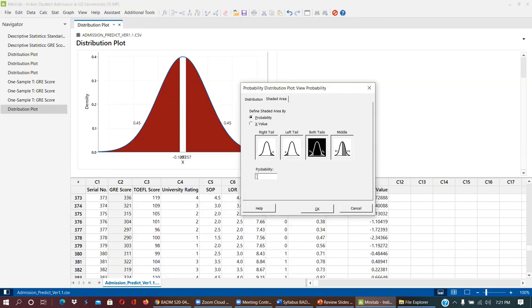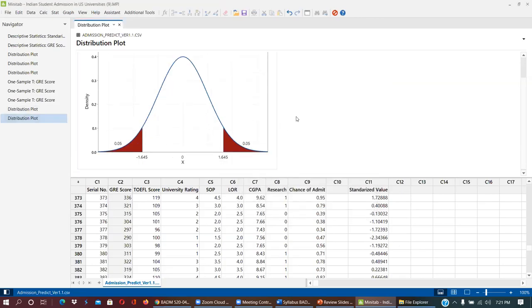So 0.05 or 0.1. You can see this 0.1, 5% here, 5% here. So the value should be within this range, and this is the center point. The white part is the confidence region, and the red part is the rejection region or significance level. So for all the values, you can do this.